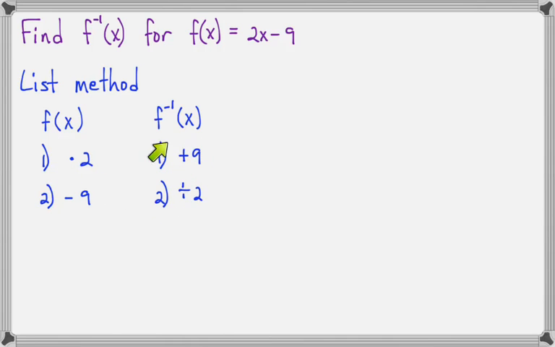Now we have to build our inverse function using these steps. So we will first write down an x, and then we will do this to it, plus 9. And then we will do this to the whole expression, divided by 2. So here is our plus 9 and our divided by 2. And this is the inverse function.